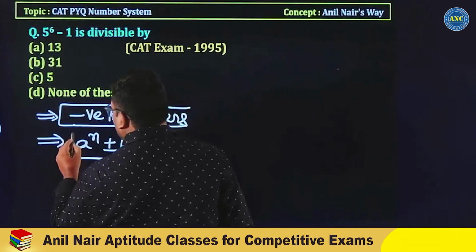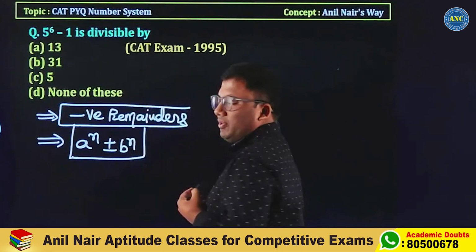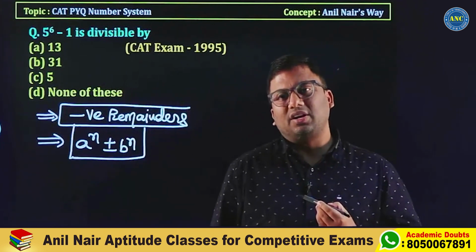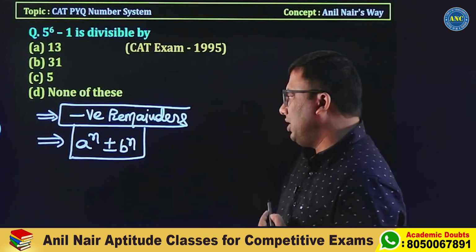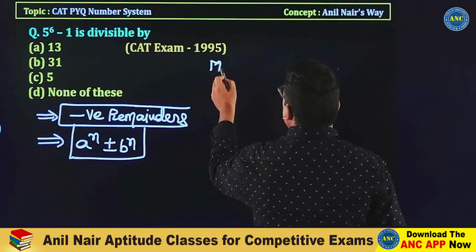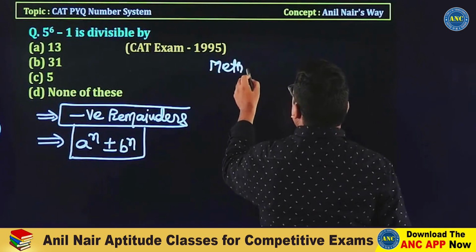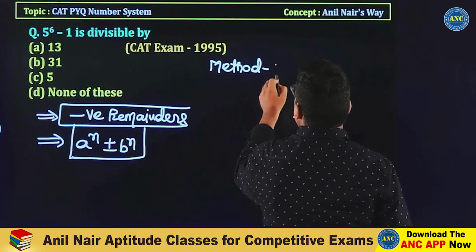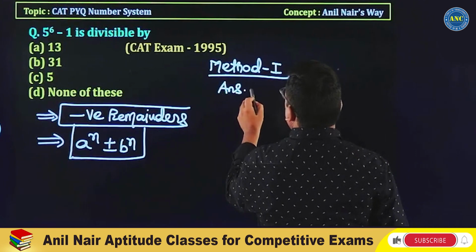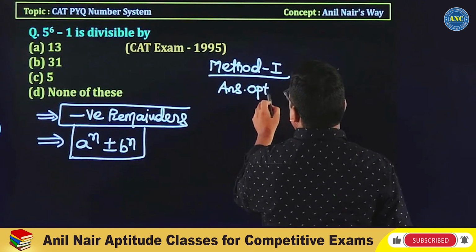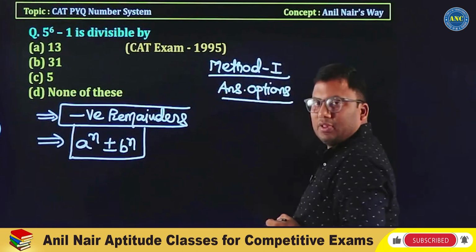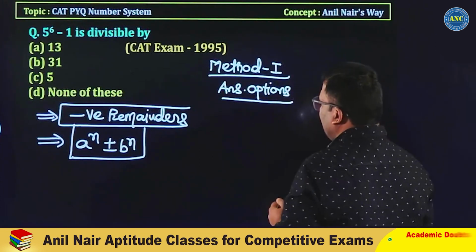Please write down, sir. Either first one you can use or second one you can use. Problems based on a power n plus or minus b power n. Method 1, method 2. 2 methods will solve this question. Method 1: we will use answer options to check whether the question statement is getting satisfied. 5 power 6 minus 1.